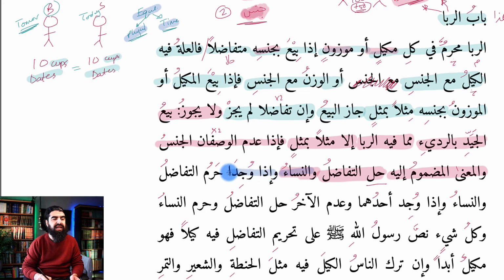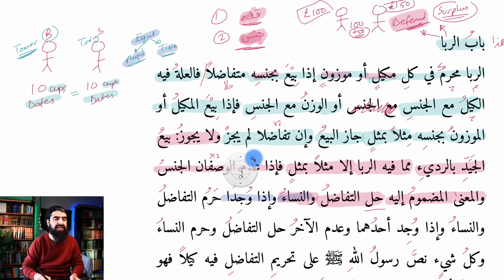Wa idha wujida, and when both things are found. What does it mean both things are found? It means that on both sides, the qadar is found and jins is found. Harama at-tafadul, then selling in excess on one side is haram, and nasa is haram as well. Nasa meaning deferred payment. Wa idha wujida, but what if one of them is found? Ahaduhuma wa 'adimal-akhar. So this is the third scenario now. One of them is found, like qadar is found and jins is not found, or jins is found and qadar is not found. Then halla at-tafadul, excess is allowed, but nasa is still not allowed. You can't pay in deferred payments.